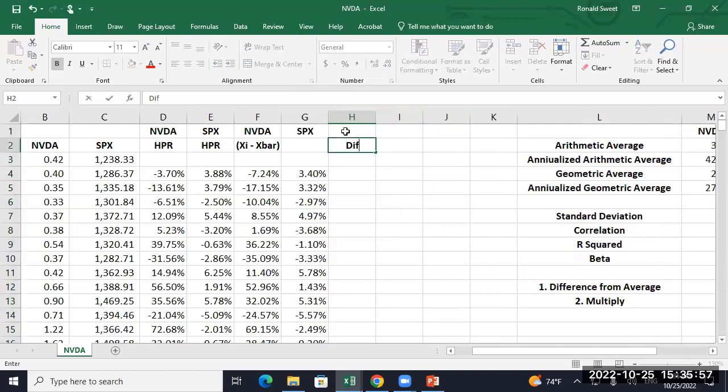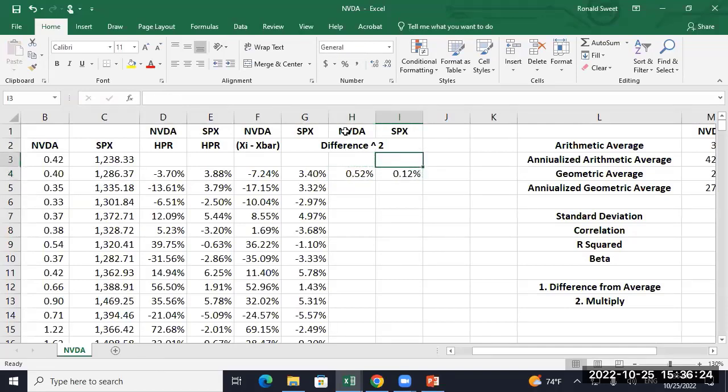So the difference squared. We take the negative 7.24 times itself, and that's what we do with standard deviation. You square the differences of the S&P, of the NVIDIA and the S&P. What happens when you square numbers? Two things happen. So this was a negative 3.7%. What is it now? It's now positive 0.52.